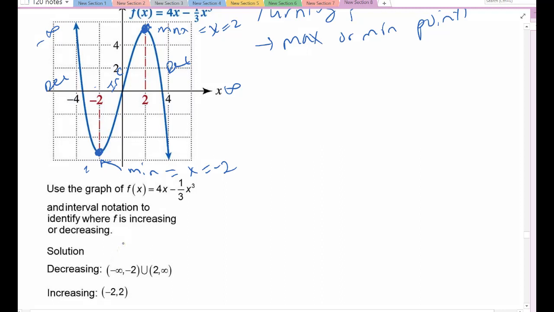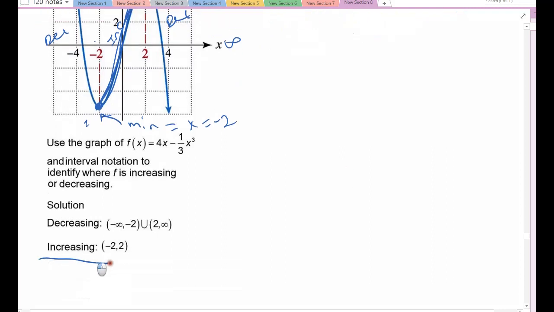So if I'm on my function on the interval -infinity to -2, I'm decreasing. Or if I'm on my function between +2 and +infinity, I'm decreasing. There's only one small part of it that's increasing, and that's between the 2's. That's the only place where I have positive slopes where I'm increasing. And so I'm increasing between the 2's. From -2 to 2, I'm moving up.